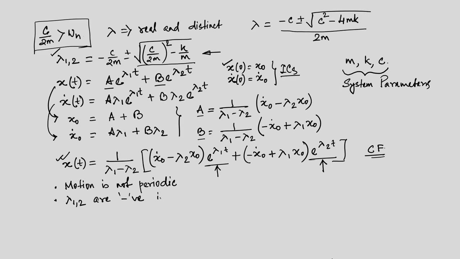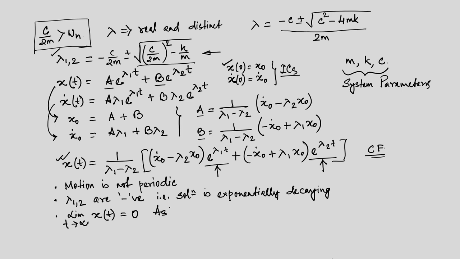So, as time progresses, if we have limit t tends to infinity, x of t will be equal to 0. That is simply because of these two exponential terms on the right hand side, where lambda 1 and lambda 2 are negative. So, we can then further conclude the solution is asymptotic as t tends to infinity.